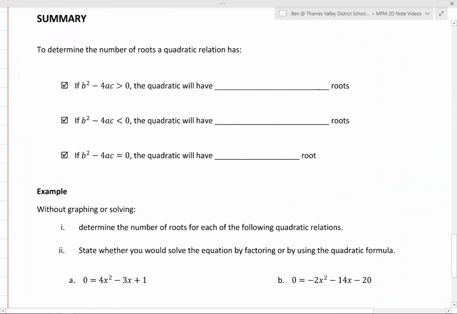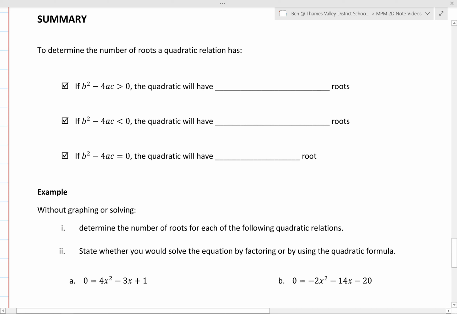Good, so hopefully we have summed that up a little bit. Now, to bring it all together, to determine the number of roots of a quadratic relation, we look at the discriminant. If the discriminant is greater than 0, the quadratic will have 2 real roots. If the discriminant is less than 0, the quadratic will have 0 real roots. And if the discriminant equals 0, the quadratic will always have 1 root.